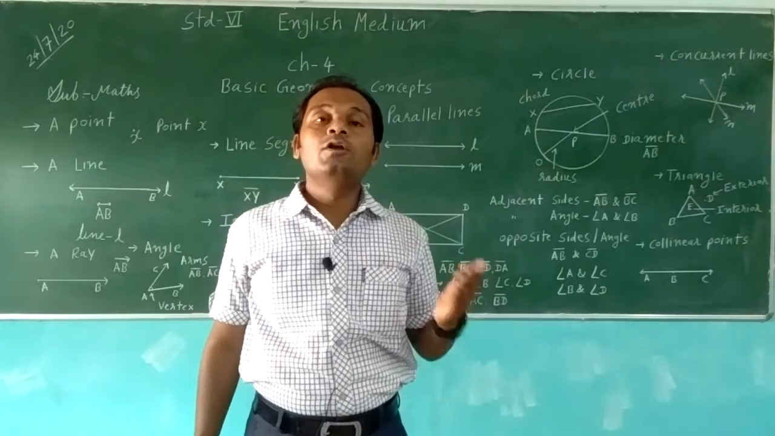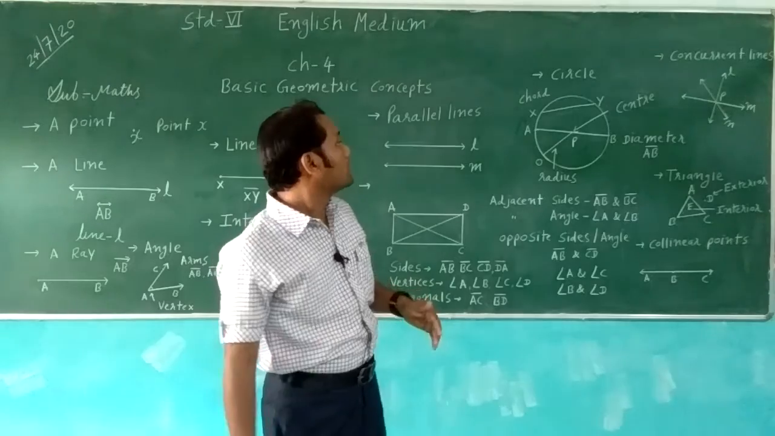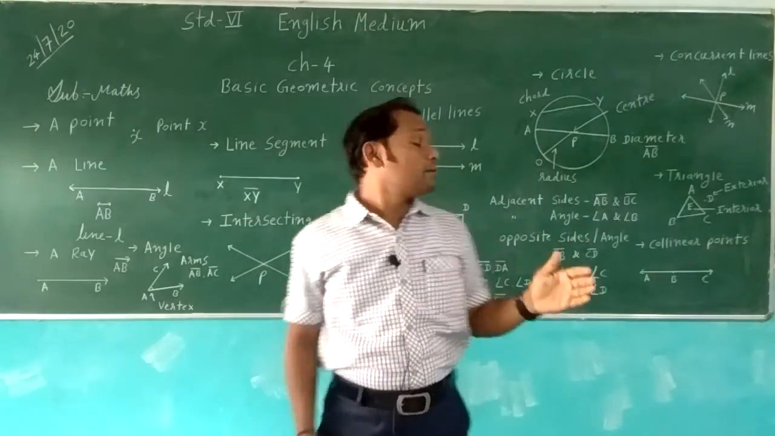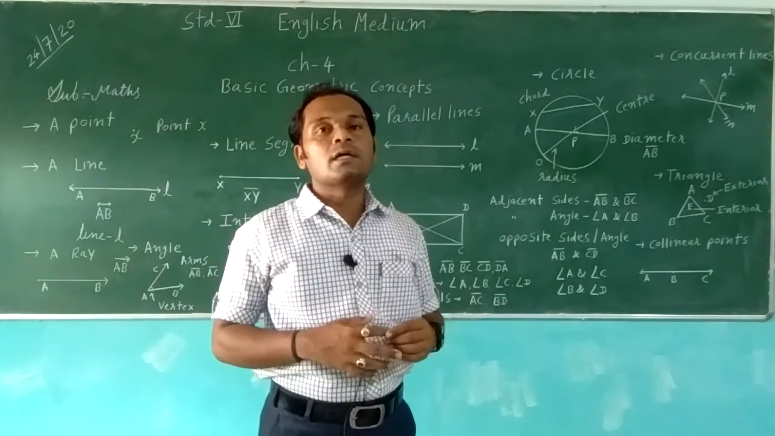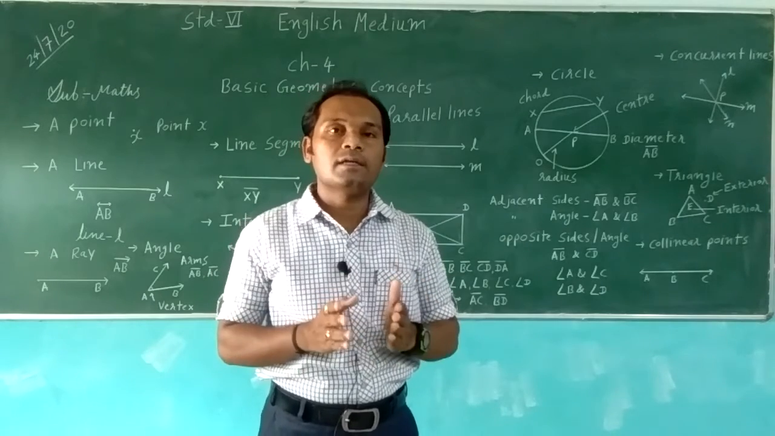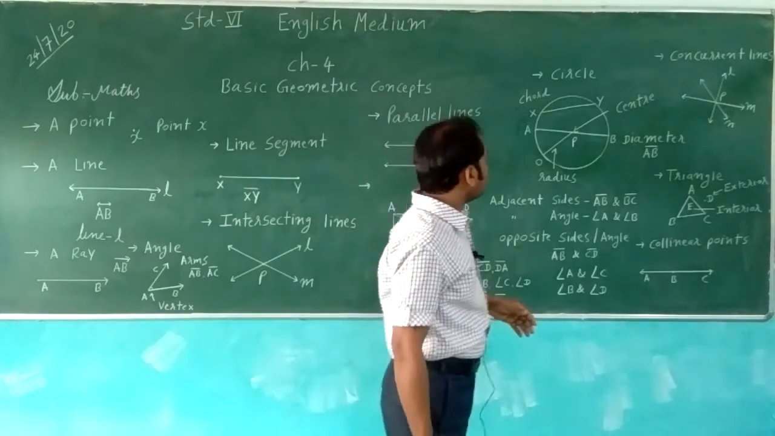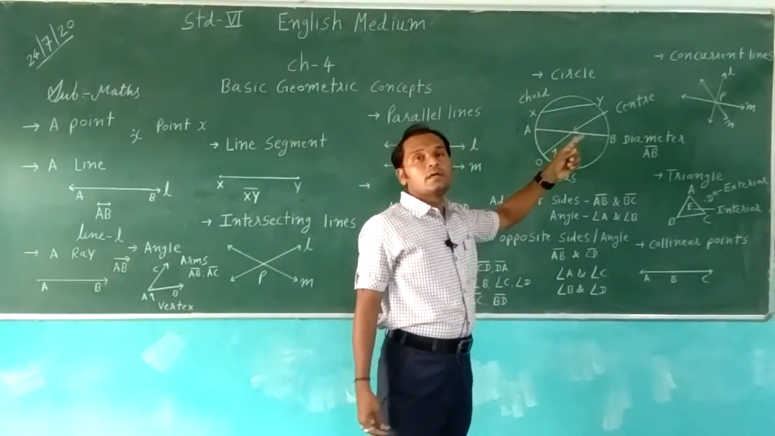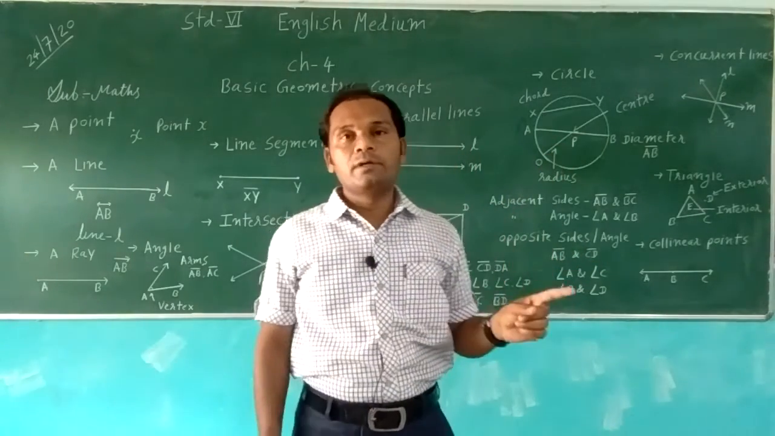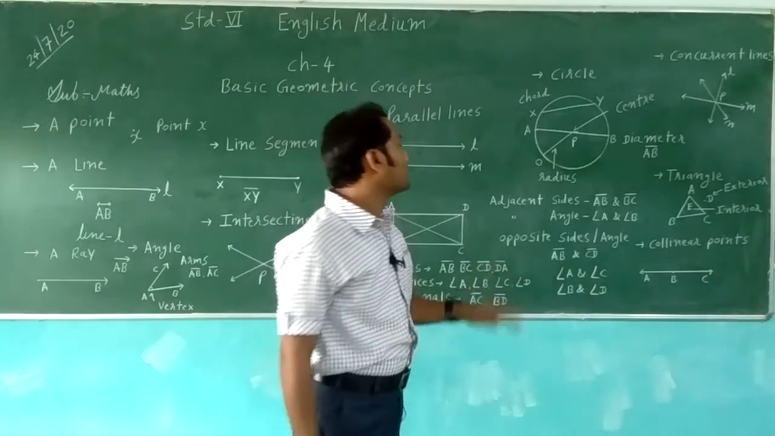The diameter is called the longest chord of the circle. The chord is not passing through the circle center and has two end points, and the diameter is passing through the center of the circle and has two end points on the circle. So in short, a chord has two end points on the circle but does not pass through the center, and a diameter has two end points on the circle and passes through the center of the circle.